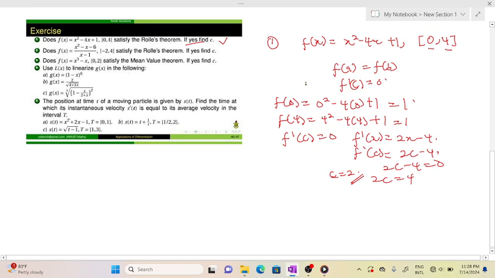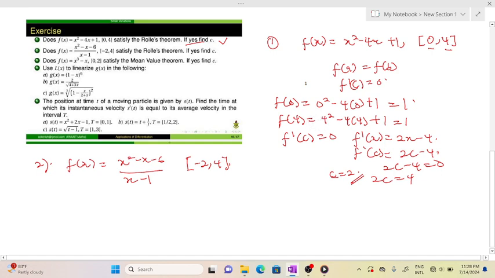Now let's go to the second problem, which is also Rolle's theorem. It says, does the function f of x, which is a quotient, so my f of x is simply equal to x squared minus x minus 6 over the expression x minus 1, satisfy Rolle's theorem over the interval -2 to 4? If yes, find c.